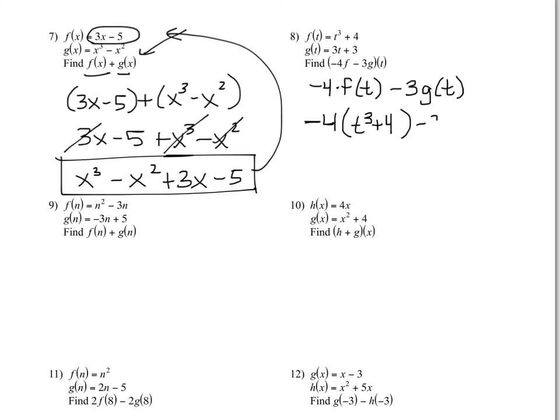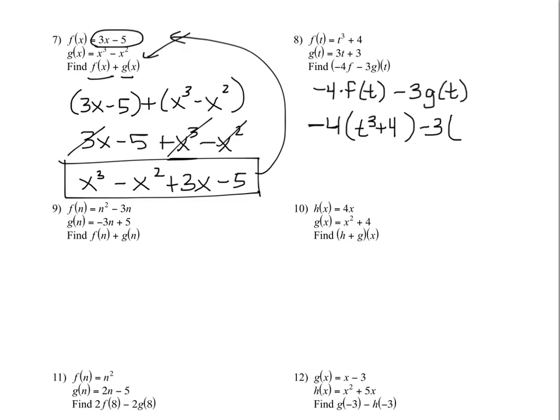And then we're going to have minus 3 times g of t. Now g of t is this part right here. Sorry, I keep grabbing the wrong thing. It is the 3t plus 3. So we're going to have 3t plus 3. Now it's just distribute and collect like terms.